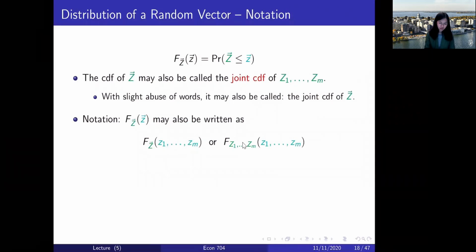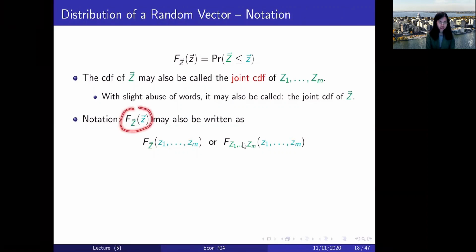So the cumulative distribution of a random vector may also be called the joint CDF of its elements. So the CDF of the random vector Z is also called the joint CDF of Z1 to Zm. Sometimes you might also hear people say the joint CDF of the random vector. So these terminologies all mean the same thing.